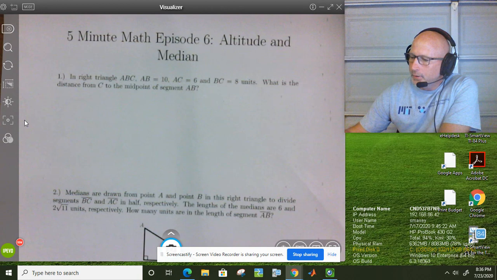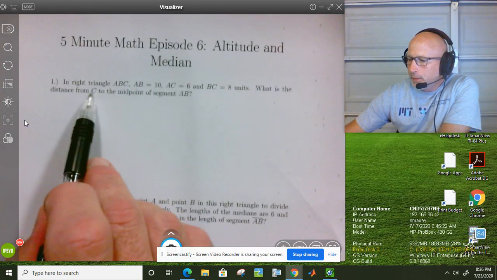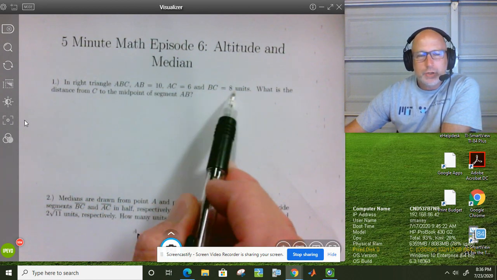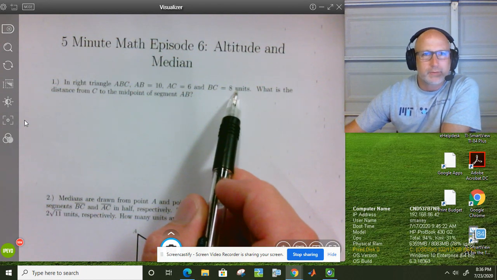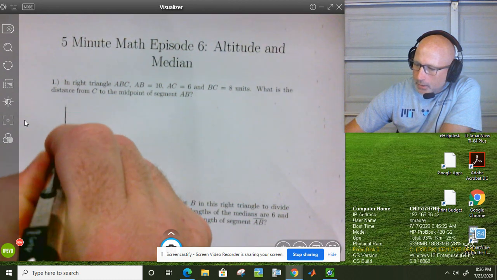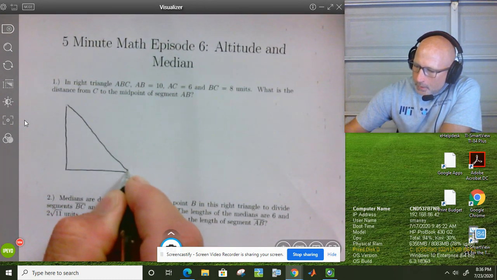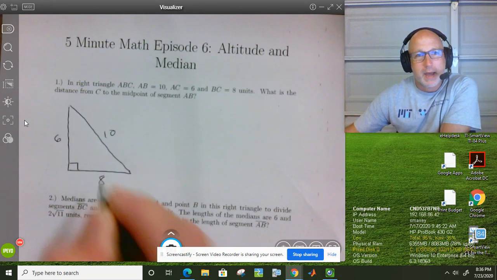I got two questions today. The first one: in a right triangle ABC, you have AB equal to 10, AC equal to 6, and BC equal to 8. You should recognize right away that yes, that is a right triangle because 6, 8, 10 forms the three sides of a right triangle. So I'm going to go ahead and just draw it in like this. This is 10, this is 6, this is 8. It doesn't really matter which is which.